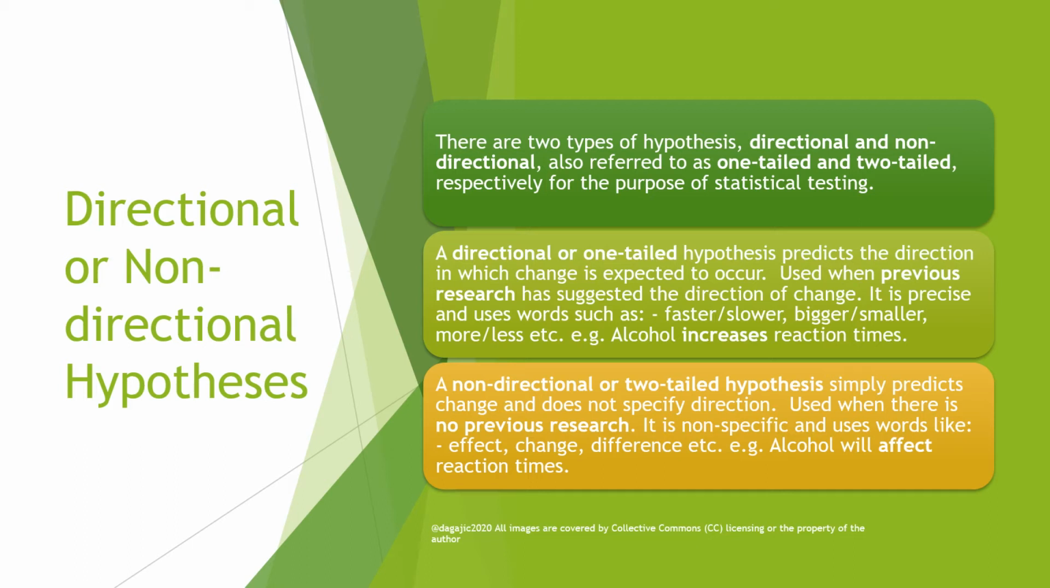So an example: alcohol increases reaction time. You've been precise, you've said exactly what change you're expecting. A non-directional or two-tailed hypothesis doesn't specify direction, so it's used when there's no previous research and it's non-specific. It uses words like affect, change, difference. So: alcohol will affect reaction times. Remember that point though, you use a non-directional if there's been no previous research. If there's been previous research, then you can use a directional hypothesis.